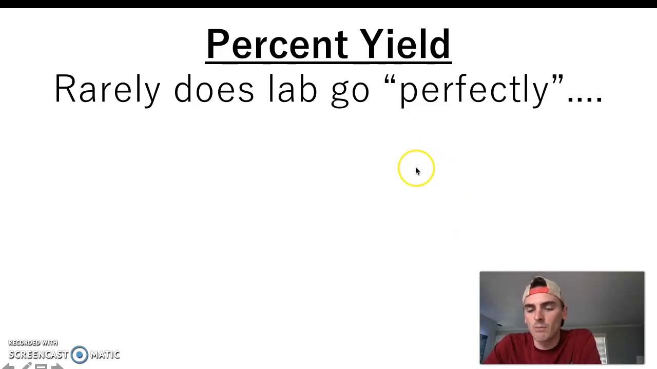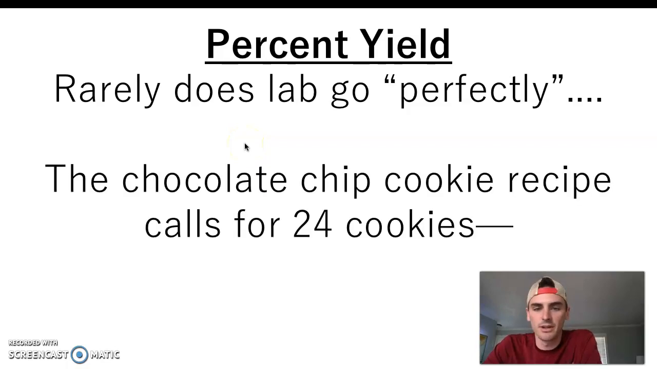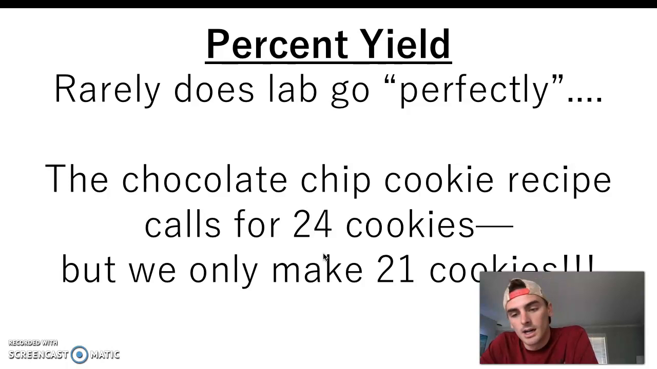So when we do labs, which I know isn't happening this quarter, rarely does lab ever go perfectly. Very, very similar to the real world. So just the other day, I may or may not have used Joanna Gaines' cookbook to make some chocolate chip cookies, and it was supposed to make 24 cookies, the recipe amount was. I must have messed up somewhere along the way because it actually only made 21 cookies. I think you guys can all probably attest to a real life example of this.